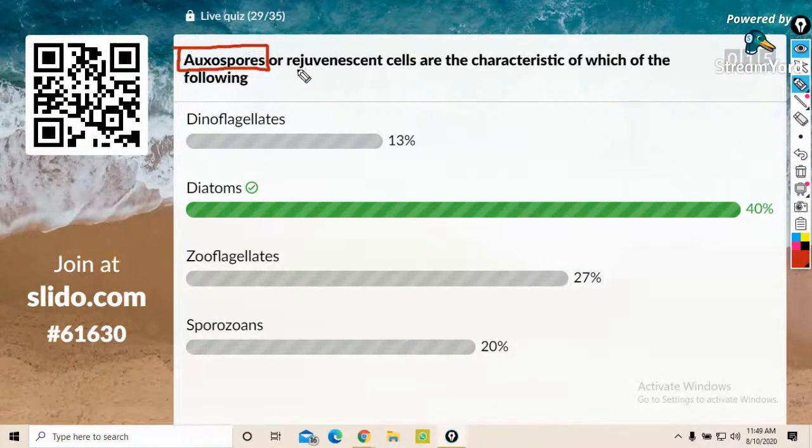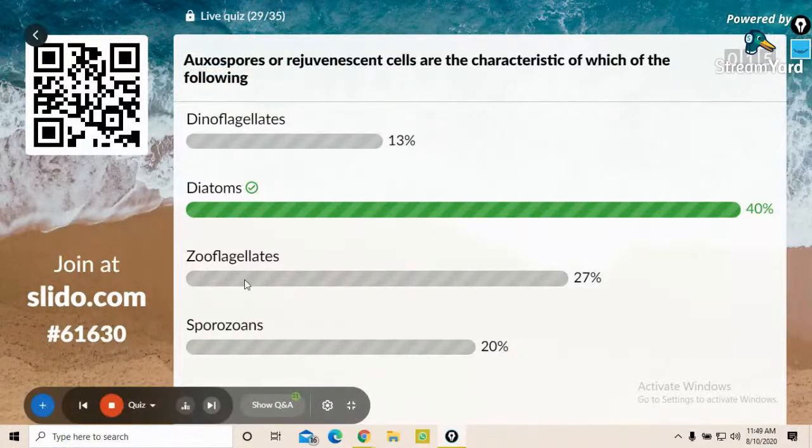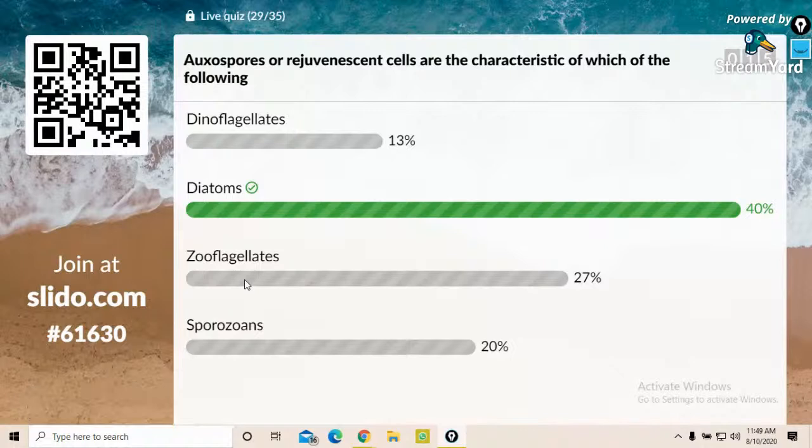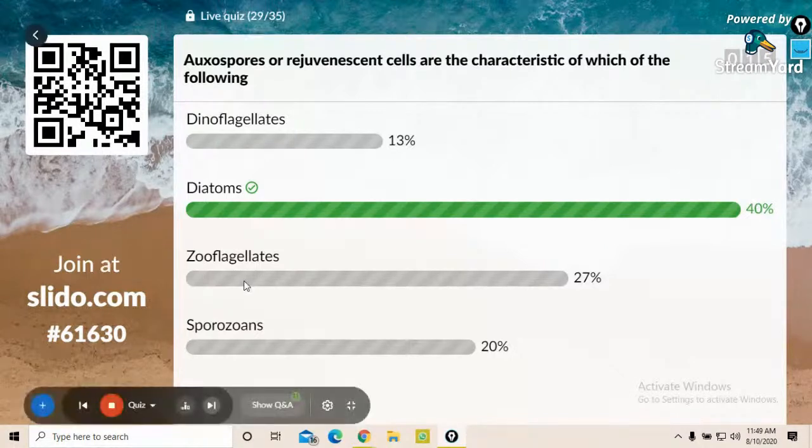Oxospores or rejuvenant cells are present in diatoms. Okay, please bookmark it. So, no more to explain. Oxospores or rejuvenant cells are the characteristic of diatoms, chrysophytes. 30th question on the screen.